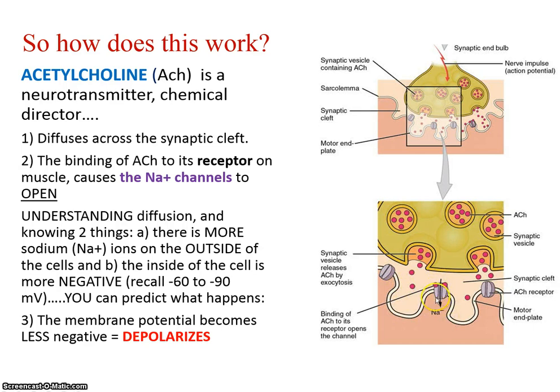When acetylcholine binds to its receptor on the sarcolemma, this makes a change in an associated structure, and this associated structure is a sodium channel. Just so you know, this is called a ligand-gated sodium channel, because the acetylcholine is a ligand. I'm not going to use that term on a test, but there are different types of sodium channels.